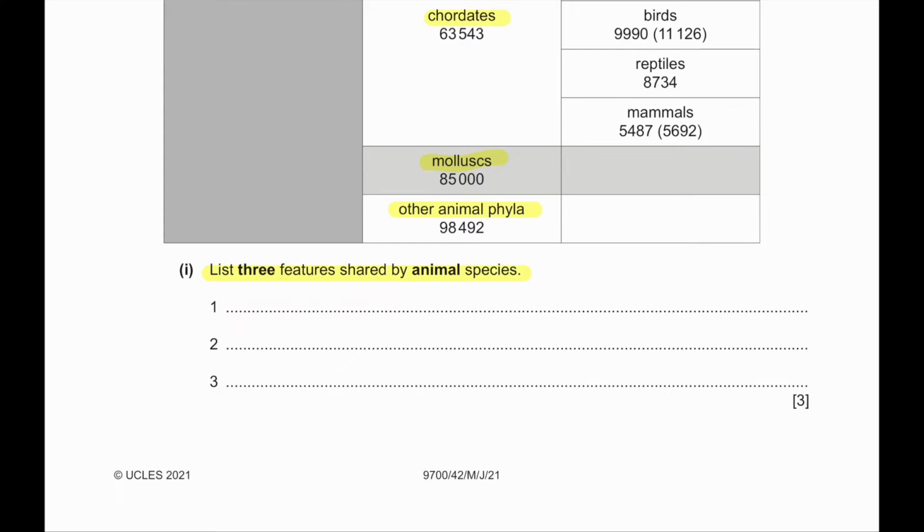So animal species are mostly multicellular. They are heterotrophic, meaning that they have to eat other organisms for food. Vacuoles are small and temporary. Animals have specialized cells, for example the nervous system, eukaryotic cells, and animals are mobile. Any 3 points will give us the full mark.